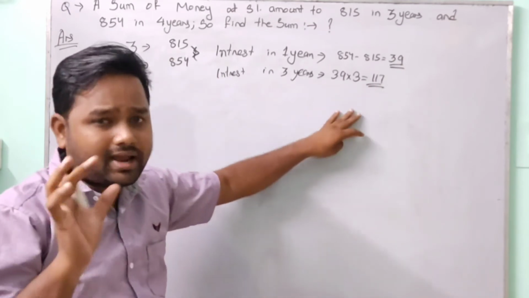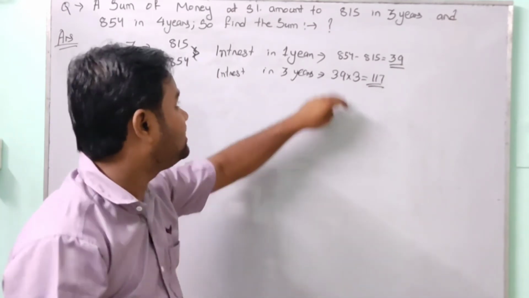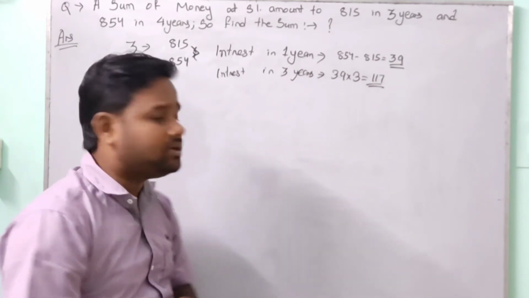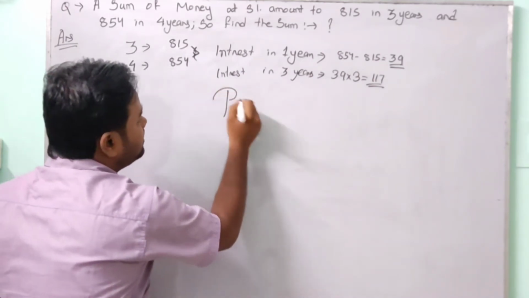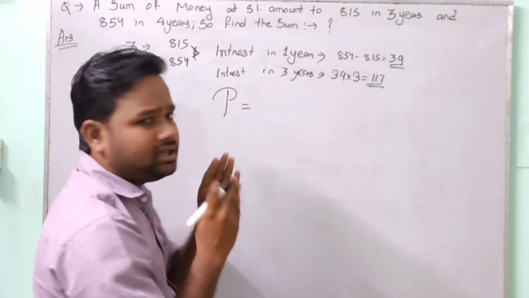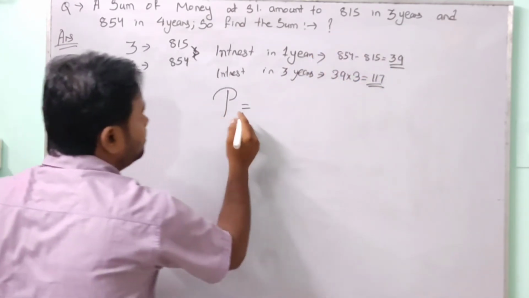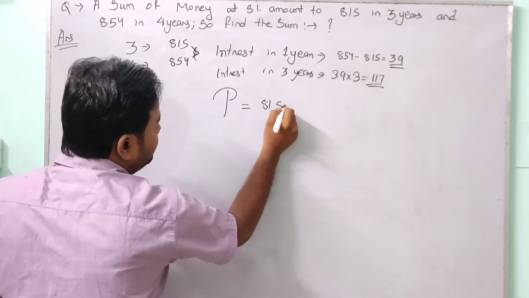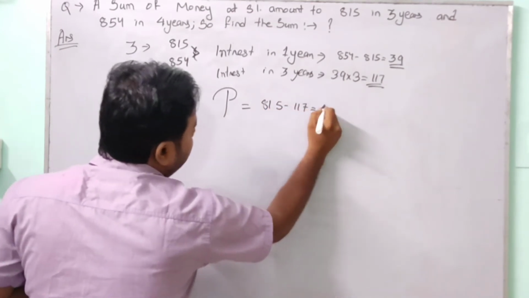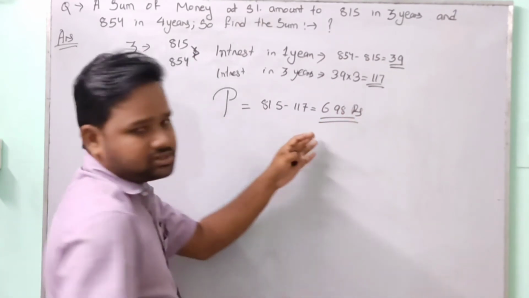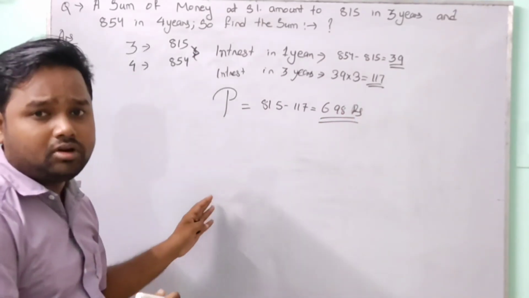This is the total interest in 3 years, and after 3 years the value is 815. So before 3 years, what is the principal value? Simple thing, we find the principal value by subtracting 117 from 815. So 815 minus 117, the answer is 698 rupees. So this is the principal value. Now let's go to the next question.